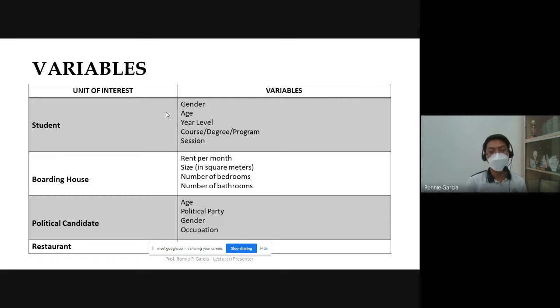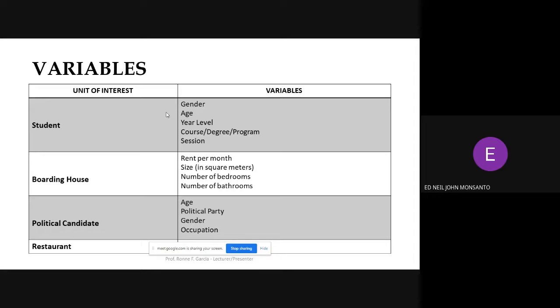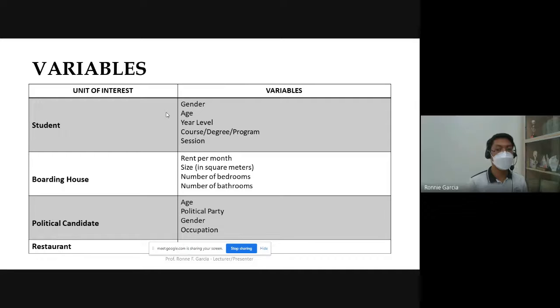Pwede ka mag-bracketing. You can have one group katong mga 4 feet and below. Second group is 4 feet to 5 feet. Next is 5 feet to 6 feet. And another is 6 feet above. Very good answer. Next is Monsanto. Pwede ang section, sir? Yes, pwede po ang section.